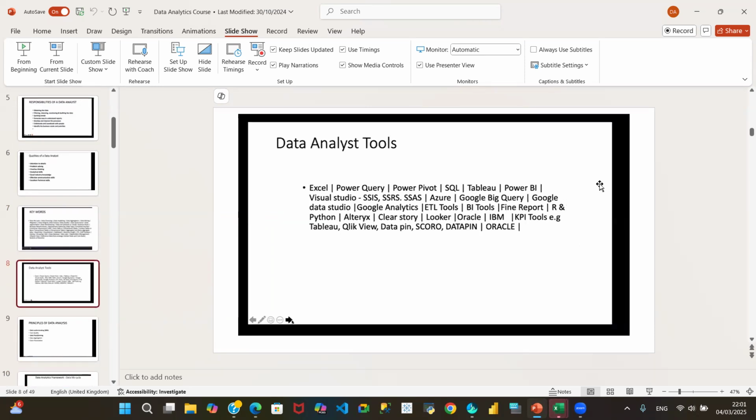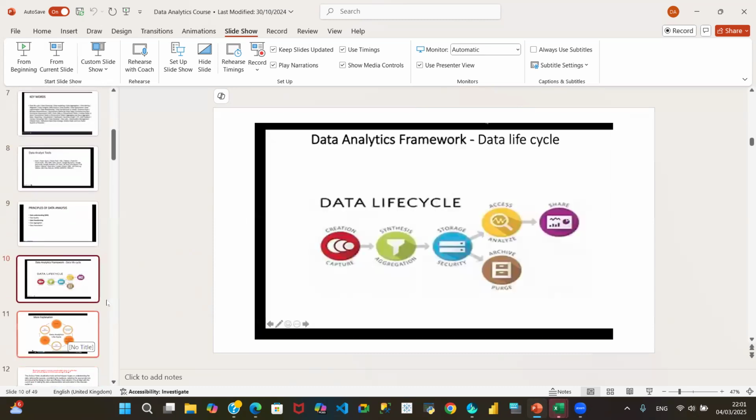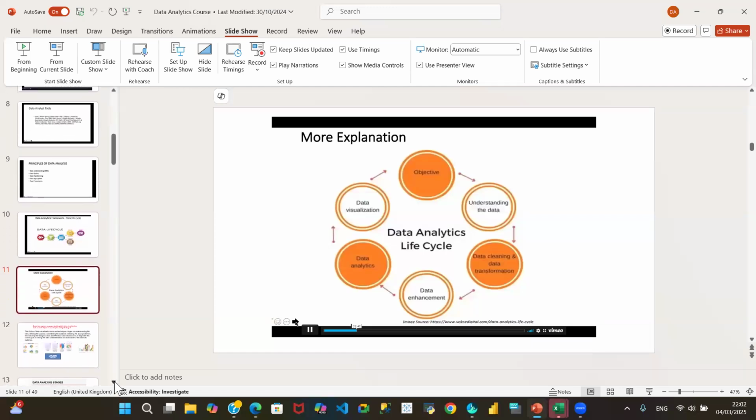Then we look at the tools that data analysts use. The list is not just this, there's more. And the principles of data analysis, we looked at that. And of course, we looked at a pictorial format of a data lifecycle, as well as explanation on data analytics lifecycle. We will see more of this in progress as we tackle more practicals, okay? And that's all we could do in class today.